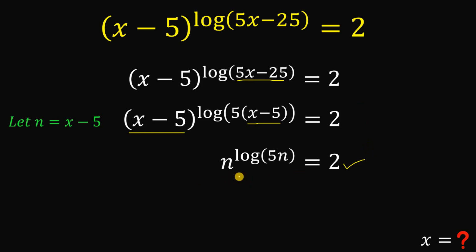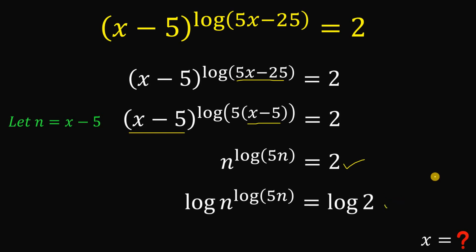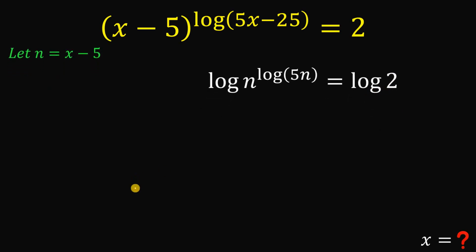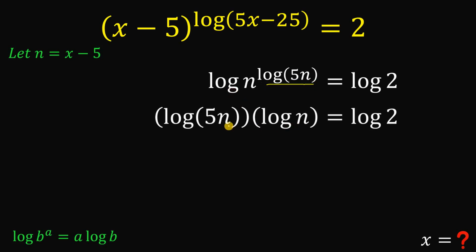Then what we're going to do is take the logarithm on both sides, because we will use some laws of logarithm. Let's focus on this result and use some properties of logarithm. If we have log of b raised to the power of a, we can rewrite this as a multiplied by log of b. So the left-hand side becomes log(5n) multiplied by log(n).